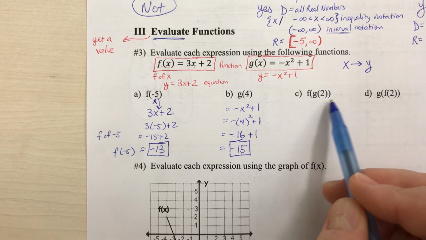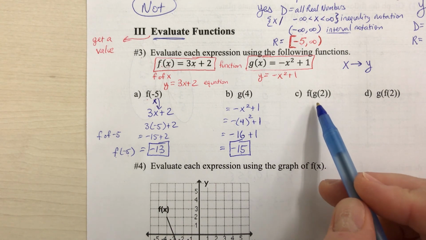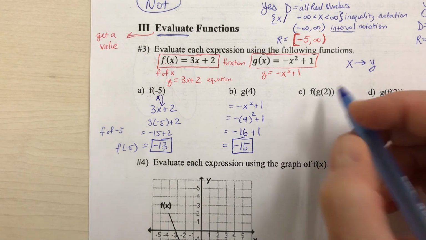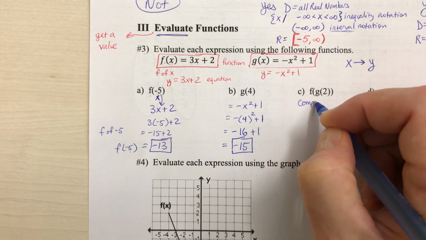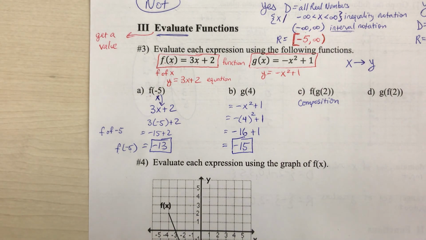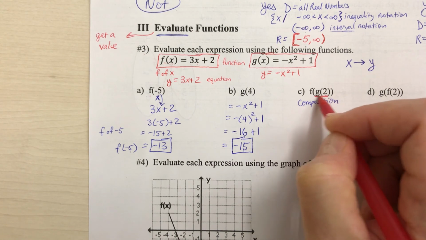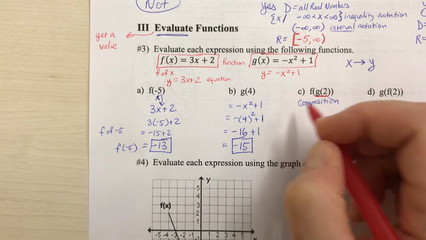Now, in part C and part D, notice we have both functions. We have f and g. This is called a composition of functions. We'll get into this later on in the school year. But what we do is we're going to work from the inside out. We'll start with g of 2.